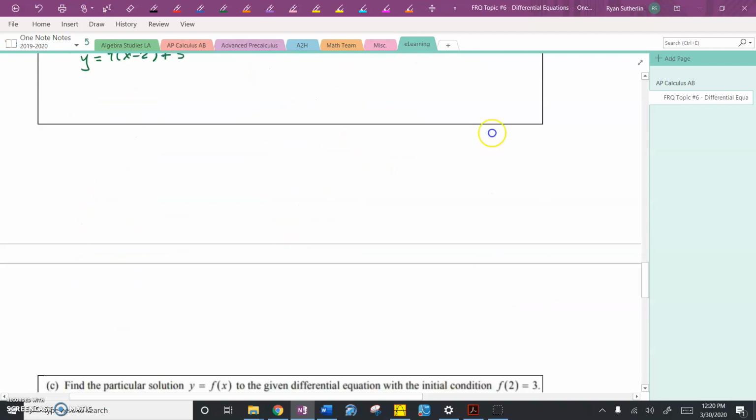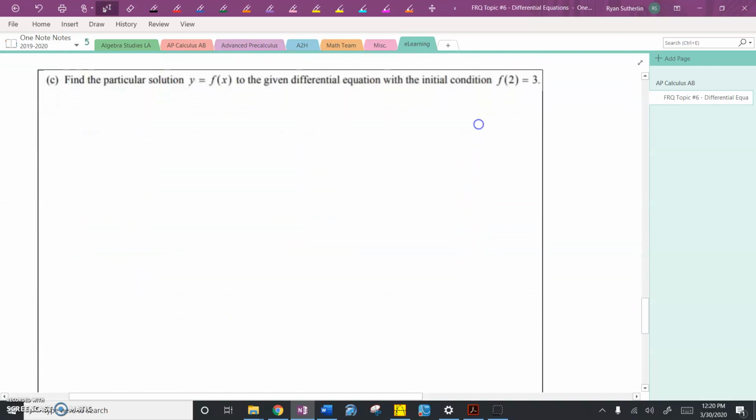Part C. Find the particular solution y equals f of x to the given differential equation with the initial condition f of 2 is 3. Now the key here is that when they ask for a solution to a differential equation, they are asking for an equation that makes that differential equation true, that passes through the point (2, 3).